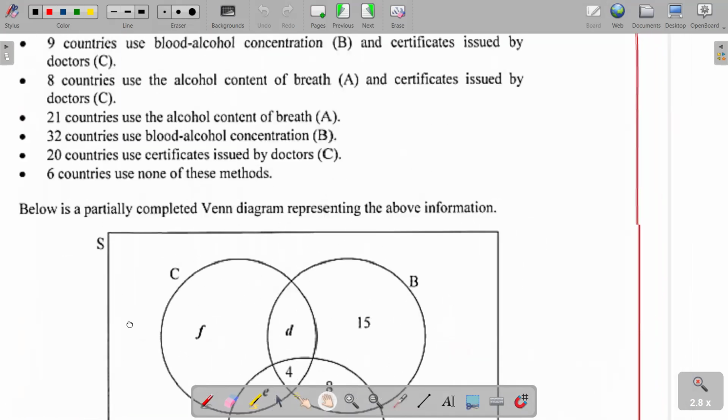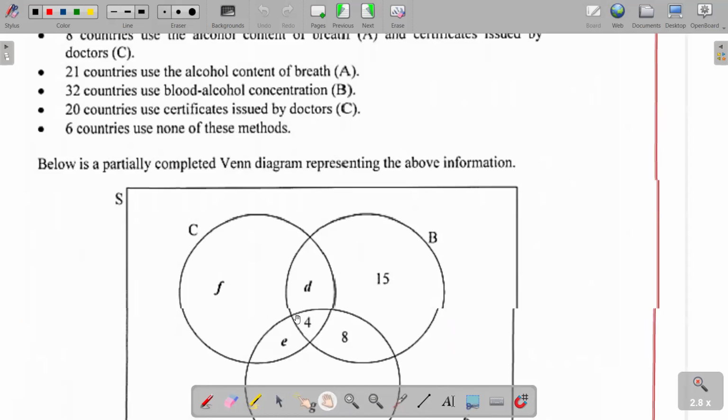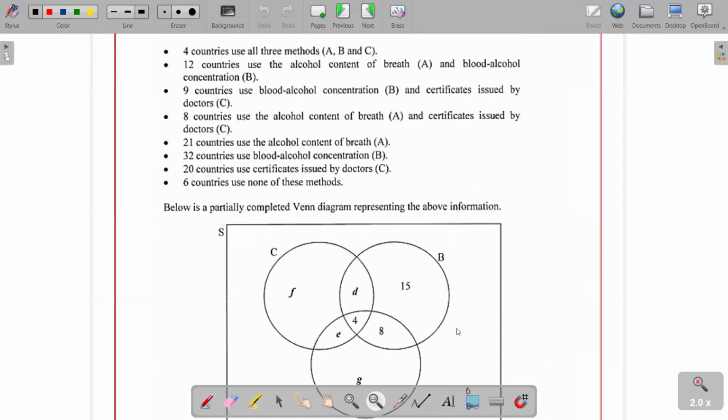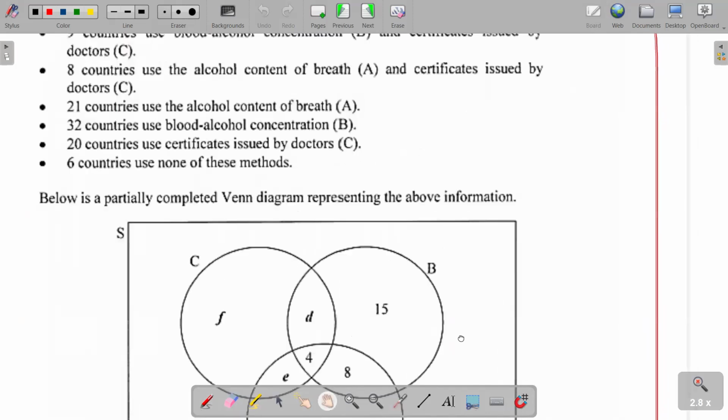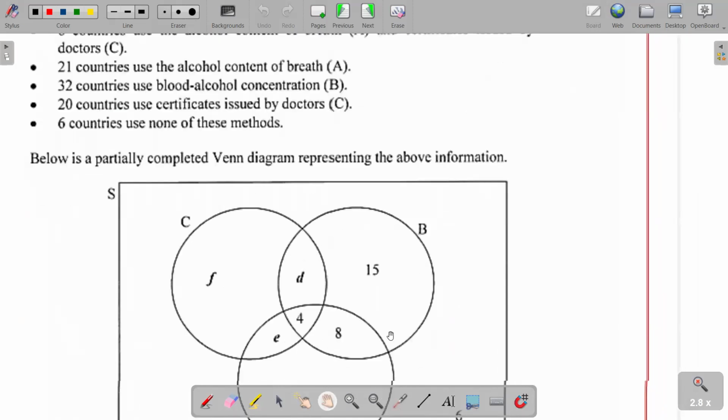So if we want to get the value of D, let's go straight. If you want to get the value of D here, that's where we have our D. You would see that D is representing that set B. But if you check here, D is part of set B there, and D is also part of set C there.